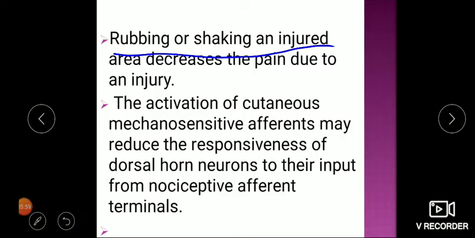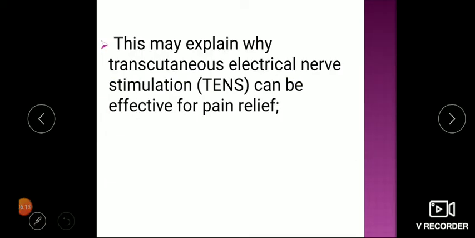terminals. So when you are rubbing one part of the body near the injured area, what is happening? You are stimulating the touch and pressure fibers. Now they are stimulated, impulse will travel along the touch fiber, and this will give presynaptic inhibition to the nociceptive fibers. So this may explain why transcutaneous electrical nerve stimulation can be effective for pain relief.